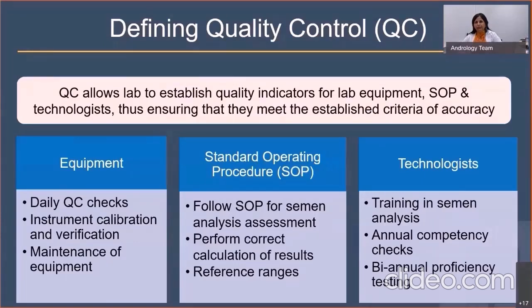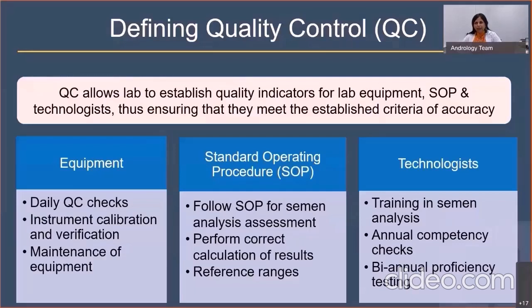So the elements that the quality control gets applied to is the equipment. The equipment has to be of the right functionality. You can see in the first blue box, and there are steps that you conduct every day, including daily quality control checks, calibration of the equipment to make sure that the equipment is functioning correctly.